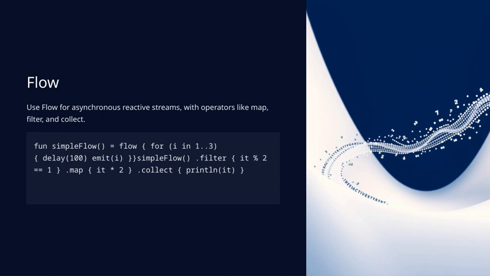For example, in this simple flow function, we emit numbers from 1 to 3 with a slight delay between each emission. Then, we filter out even numbers, keeping only the odd ones, and map those remaining numbers by multiplying them by 2. Finally, we collect and print the results. This demonstrates how flow enables us to build a reactive pipeline that processes data step by step in a clear and concise manner. Overall, using flow helps us handle asynchronous data streams smoothly, making our code more readable and reactive, which ties back to our theme of modern, efficient programming.